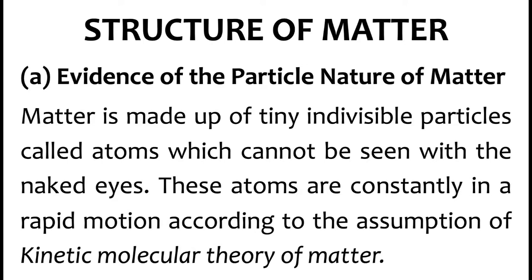Structure of matter. First, we will look at the evidence of the particle nature of matter. Matter is made up of tiny, indivisible particles called atoms. We say they are indivisible, which means that they cannot be further broken down into smaller pieces again. And these atoms cannot be seen with the naked eyes. These atoms are constantly in a rapid motion according to the assumption of kinetic molecular theory of matter.